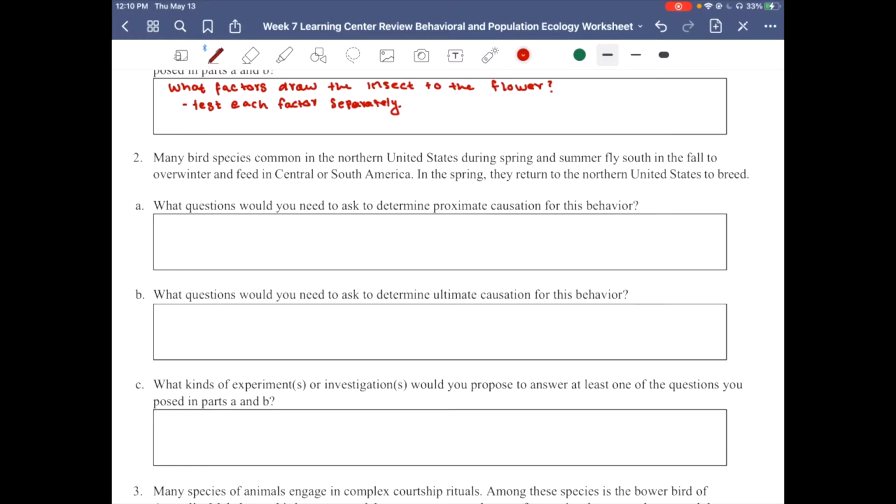All right, let's see. What questions would we need to determine for proximate cause? So one other question we could ask for the proximate cause is how do birds know when to fly north? Because that's the mechanism that they use. So that would be one of the proximate causes of behavior.